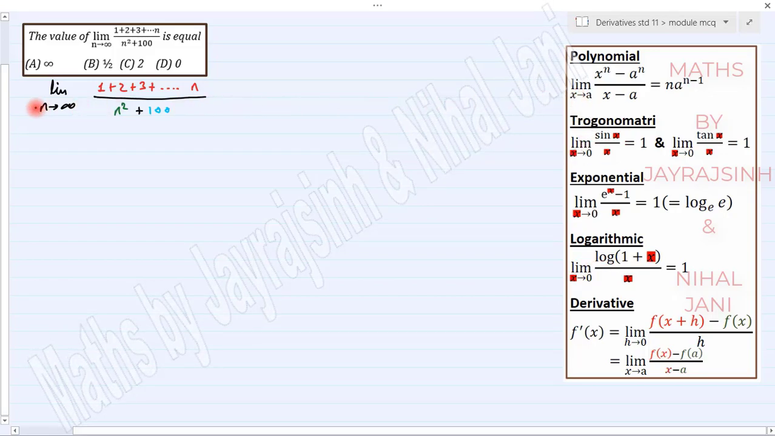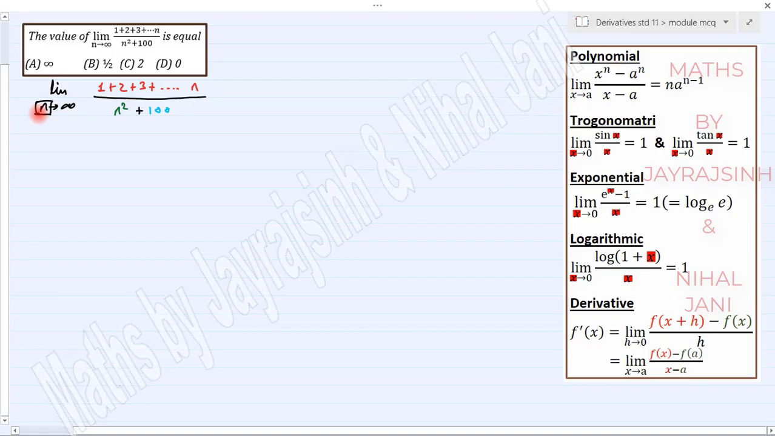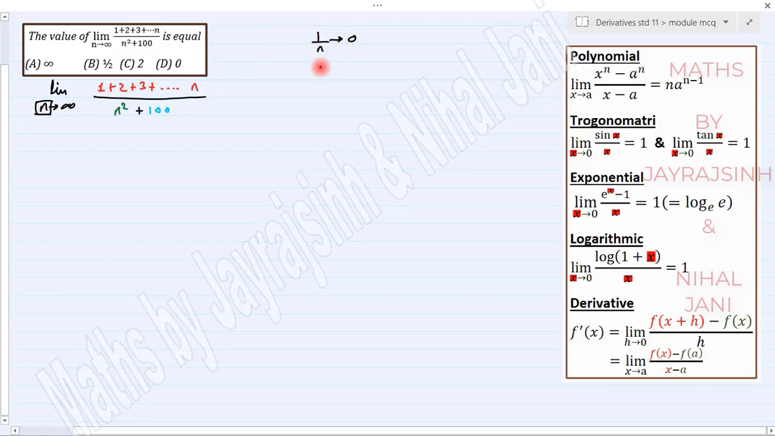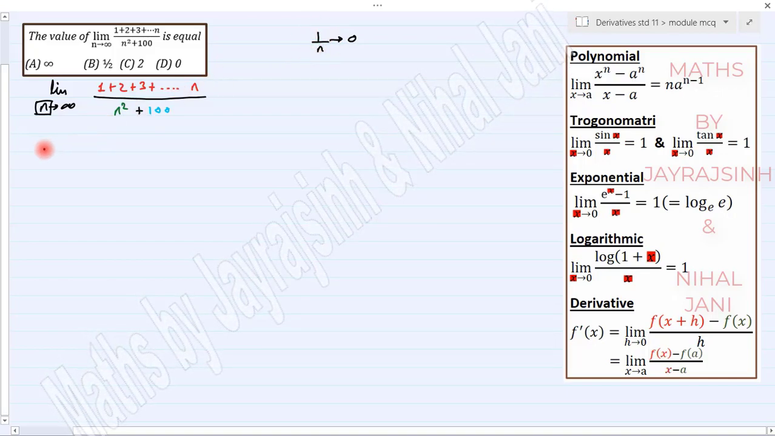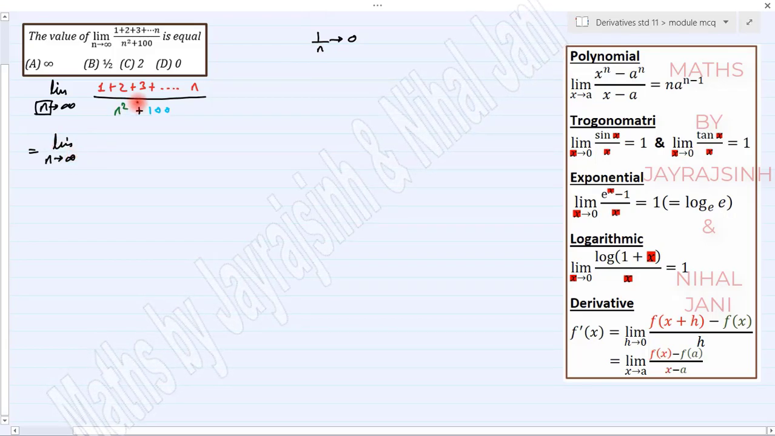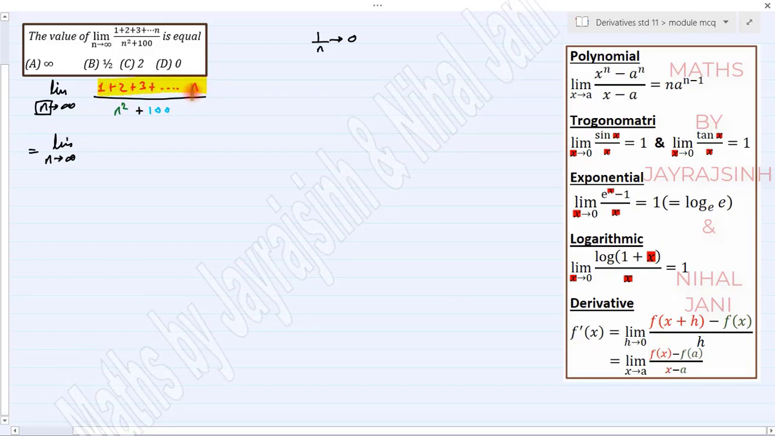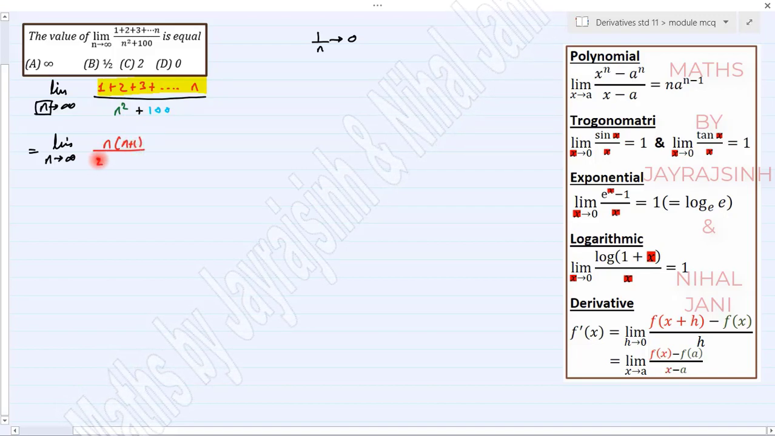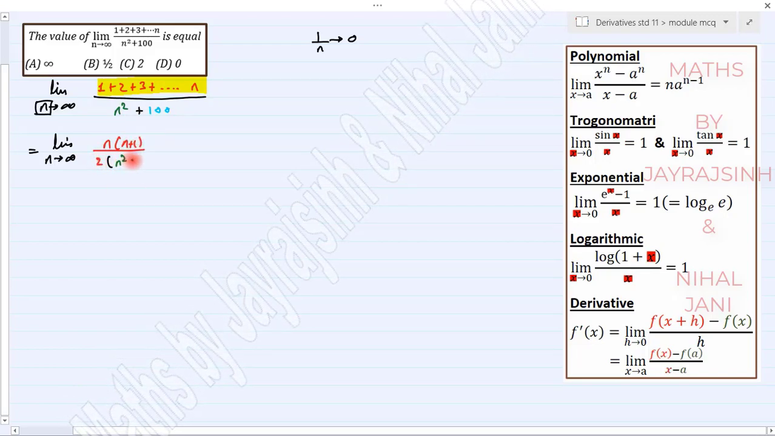Whenever we have n tends to infinity or some term tends to infinity, try to get that term into the denominator. So we can say 1 upon n will tend to 0. So try to get your n into the denominator. So for that, we have to simplify the terms. Your numerator is the summation of n terms, which is nothing but n into (n plus 1) by 2. And your denominator will be as it is.